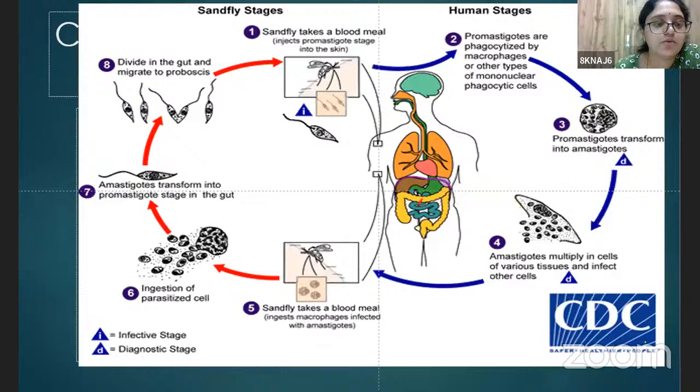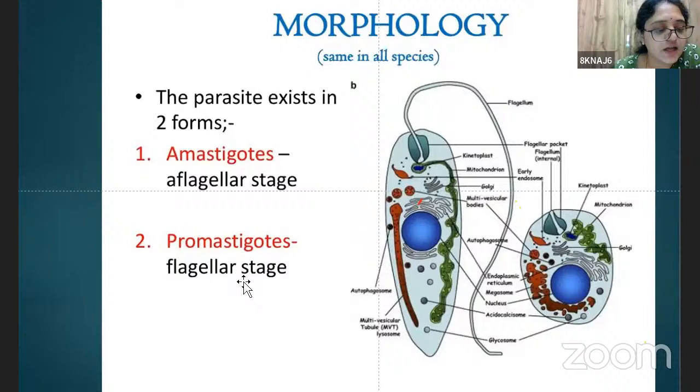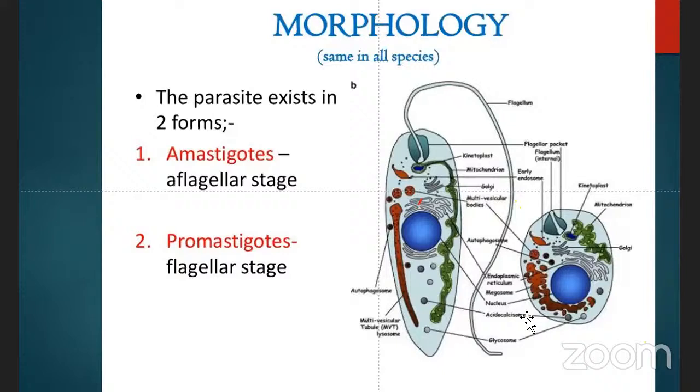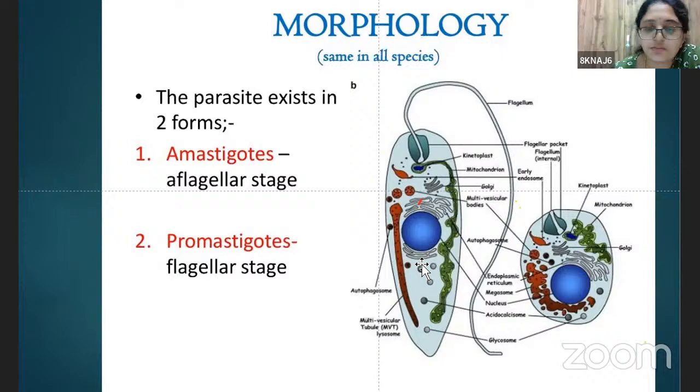The leptomonad or flagellar stage, or the promastigote form, basically. The parasite grows and becomes enlarged in the gut of the sandfly. It is slender and spindle shaped. The nucleus also becomes large. A short free flagellum develops from the blepharoplast or the basal granule. The flagellum does not curve around the body, and there is no undulating membrane present.